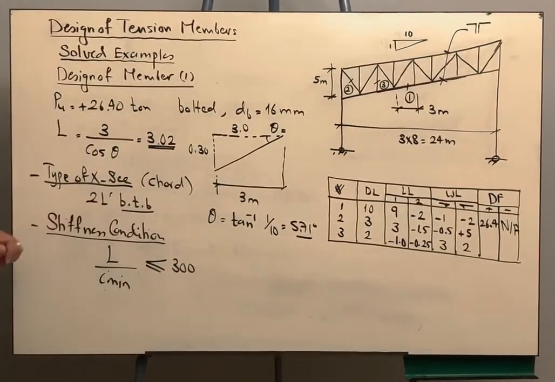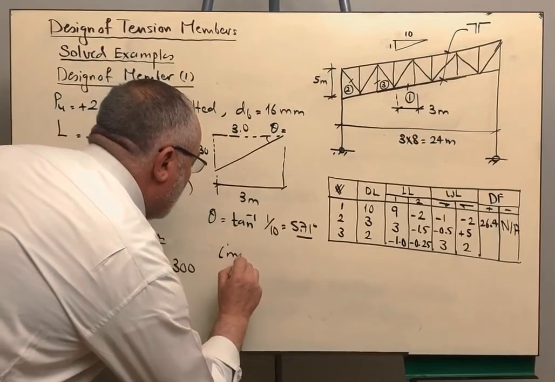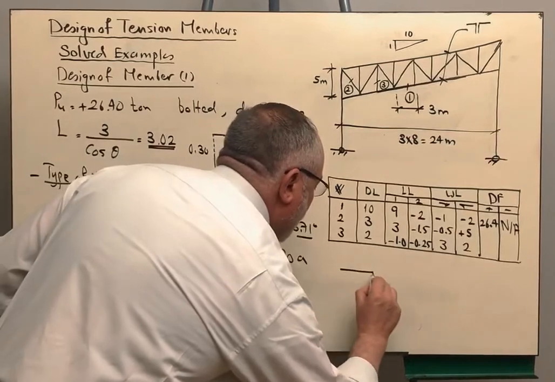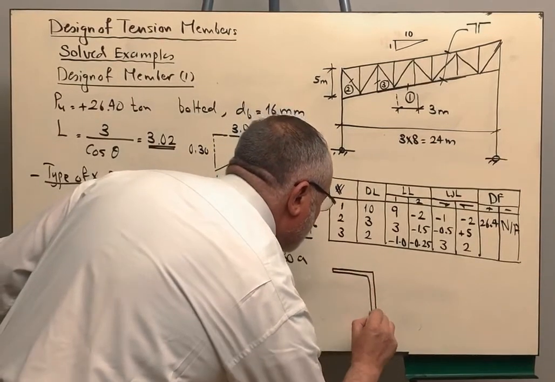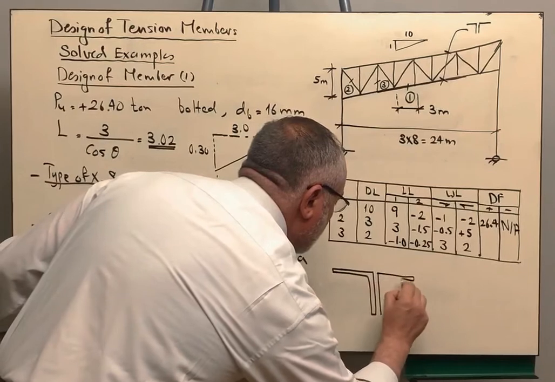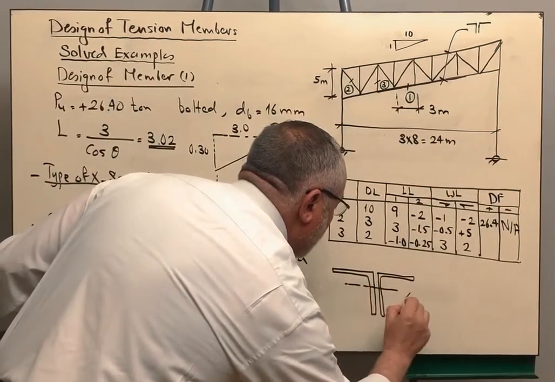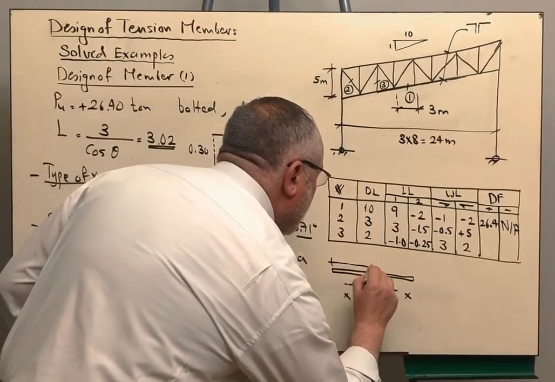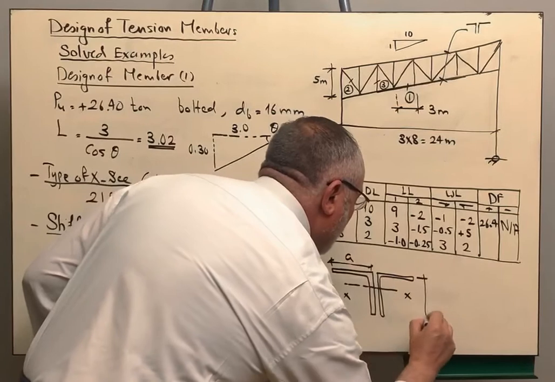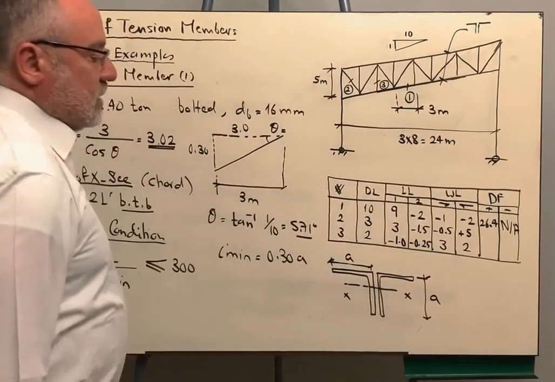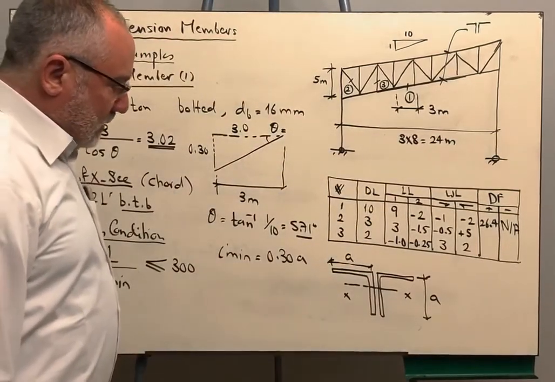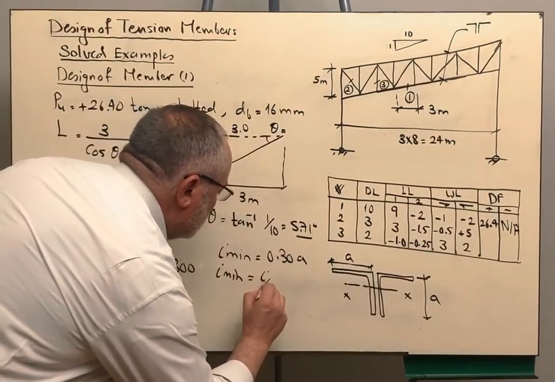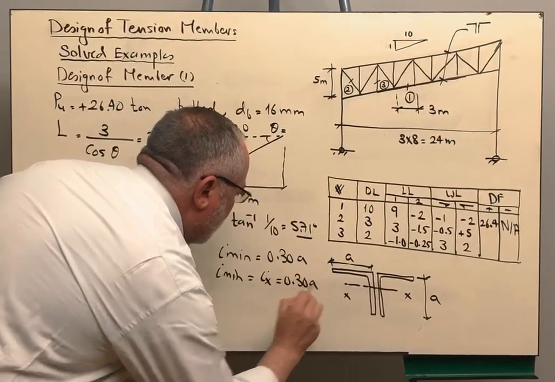Since we choose two angles back to back, I minimum is 0.3a, because when we have two angles back to back like this, the axis that gives the minimum radius of gyration is the x-axis. If the side of the angle is A, and the other side is also A, because this is an equal leg angle, then I minimum is equal to Ix, which is 0.3a.